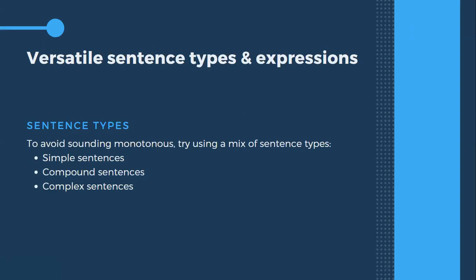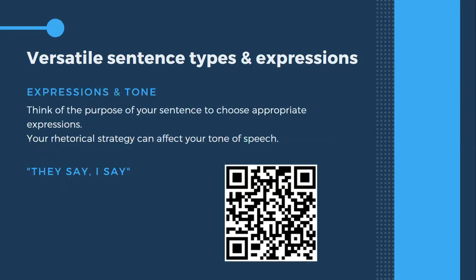Other than conjunctions, in our writing, we can also try to be versatile with our sentence types and expressions. We can try to use a mix of different sentence types: simple sentences, compound sentences, and complex sentences. If we're able to use a mix of these, then our writing would sound less monotonous. And also, when it comes to the expression and the tone, you can think of the purpose of your sentence to choose the appropriate phrase and sentence structure.